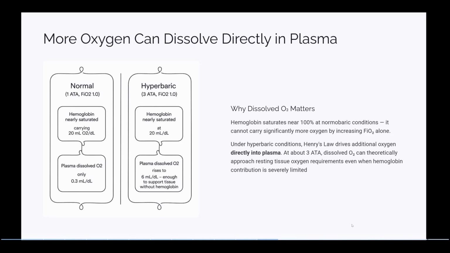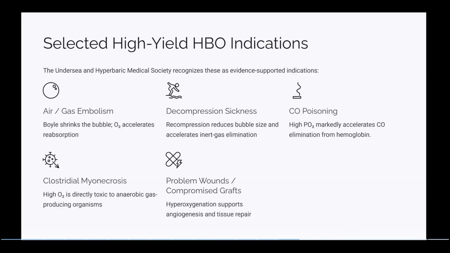That's Henry's law again. Higher oxygen pressure, more oxygen dissolved in the liquid itself. At high enough pressure, that dissolved oxygen alone can meaningfully support tissue, even in patients whose hemoglobin can't carry oxygen well. That dissolved oxygen is one benefit. And in carbon monoxide poisoning, the very high oxygen pressure also helps drive carbon monoxide off of the hemoglobin a lot faster.